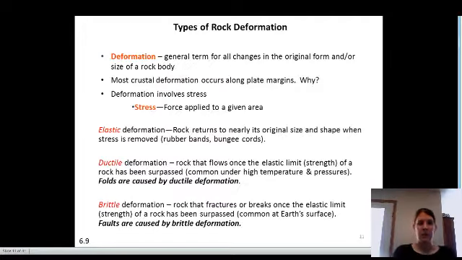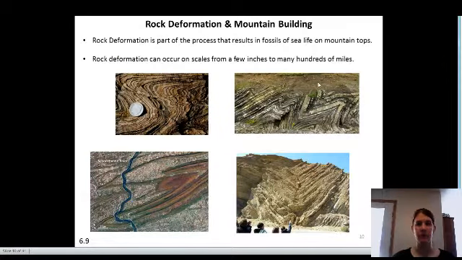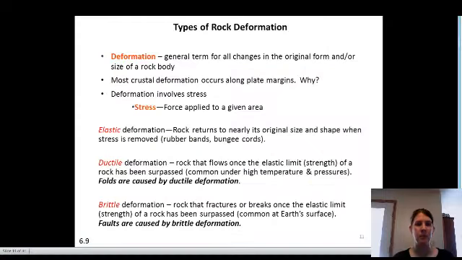Ductile deformation is a rock that flows once the elastic limit has been passed. This typically occurs under higher temperature and pressures. So this is where folding happens. Those pictures we saw here, these folds are caused by ductile deformation. Okay, they're past their elastic point. They won't return to their original state, but they haven't broken. They've just remolded.